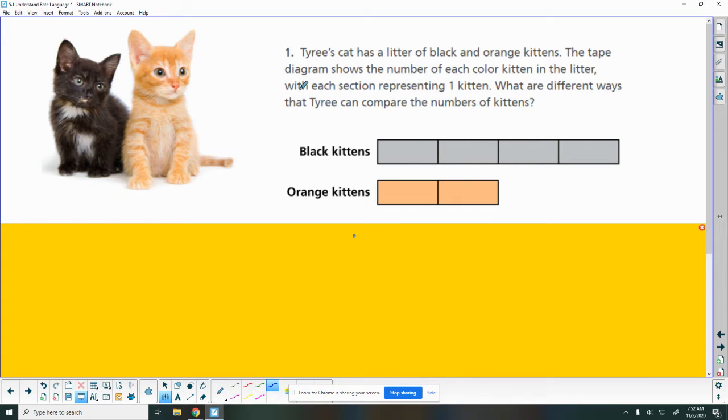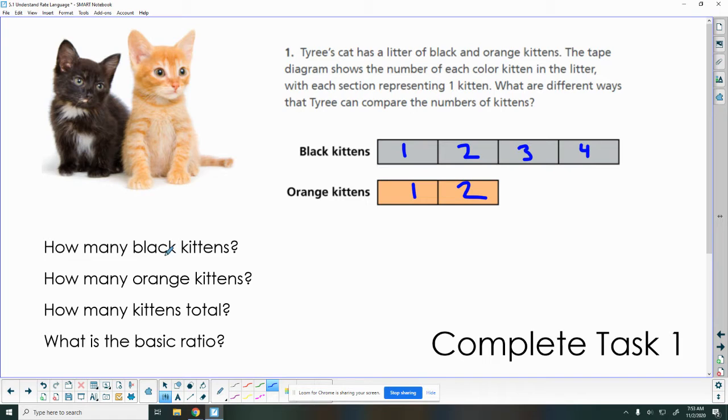So what are some different ways that Tyree can compare the number of kittens? So I can see 1, 2, 3, 4 black kittens. Remember, every section represents 1 kitten. And then she has 1, 2 orange kittens. So let's answer some questions here. So how many black kittens? So I can see she has 4 sections. So that means there are 4 black kittens. How many orange? 1, 2.